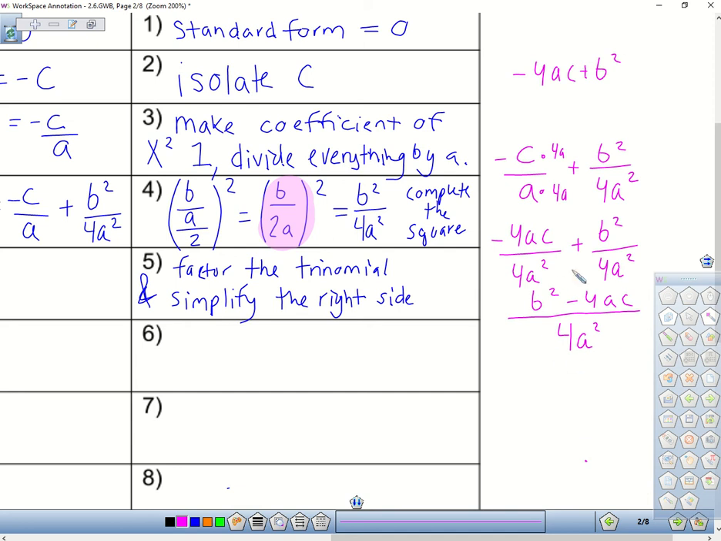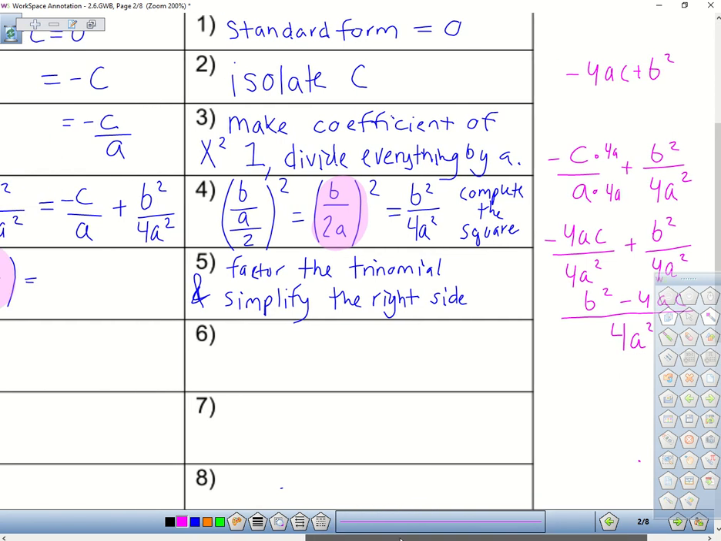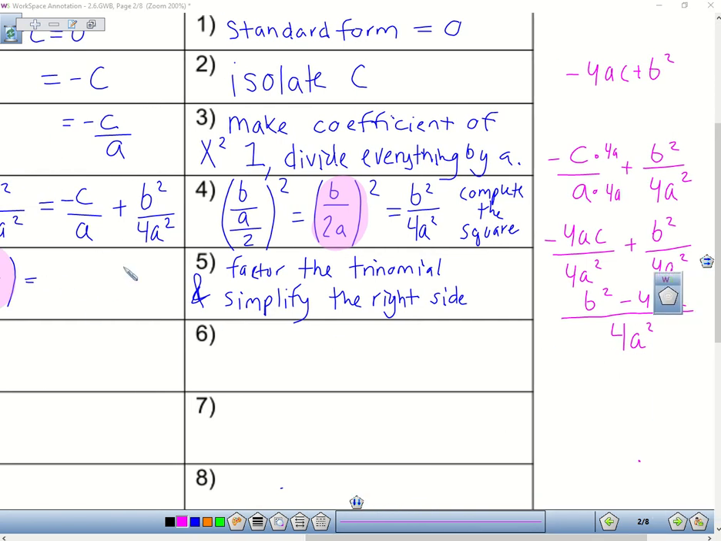And the reason for this is, are you starting to see how it resembles the quadratic formula? We want it to resemble that quadratic formula. So now what I get right here is what I'm going to put right here, because that's my simplified version. So that's b squared minus 4ac all over 4a squared.